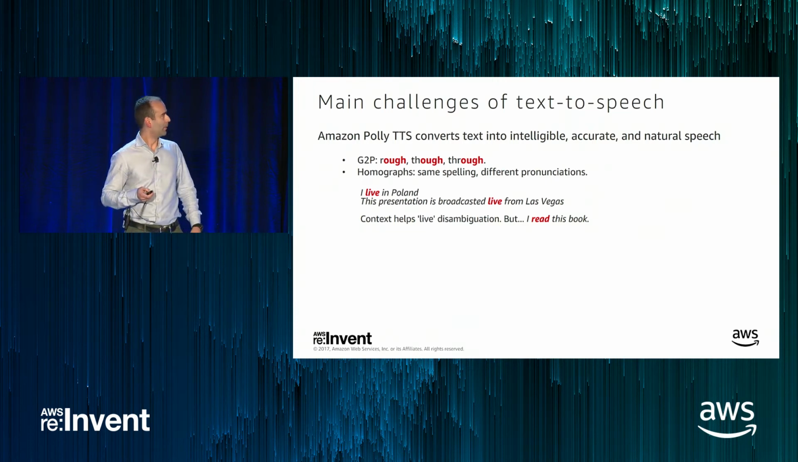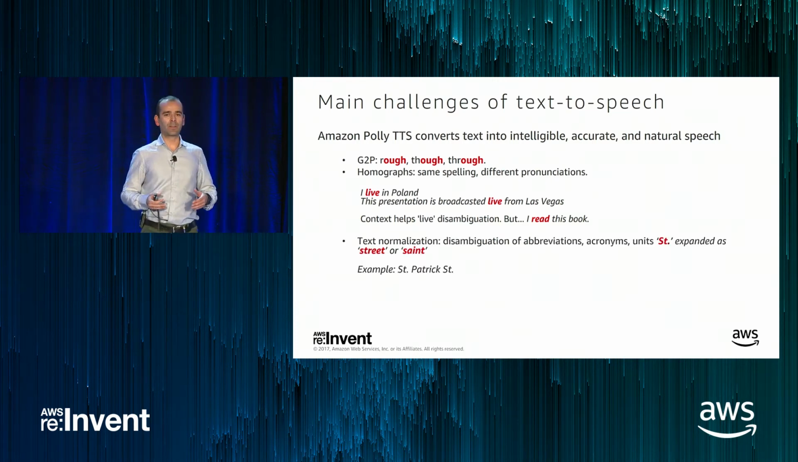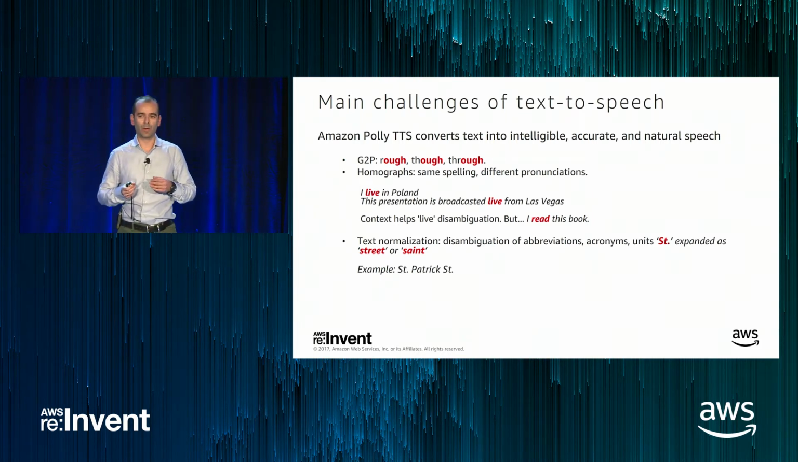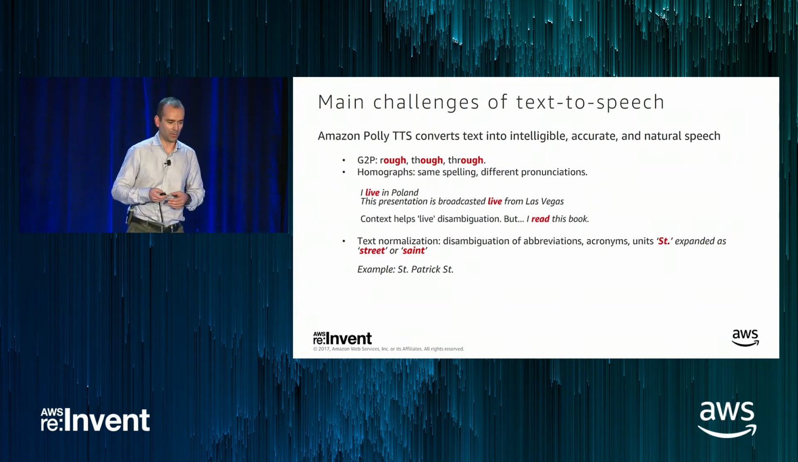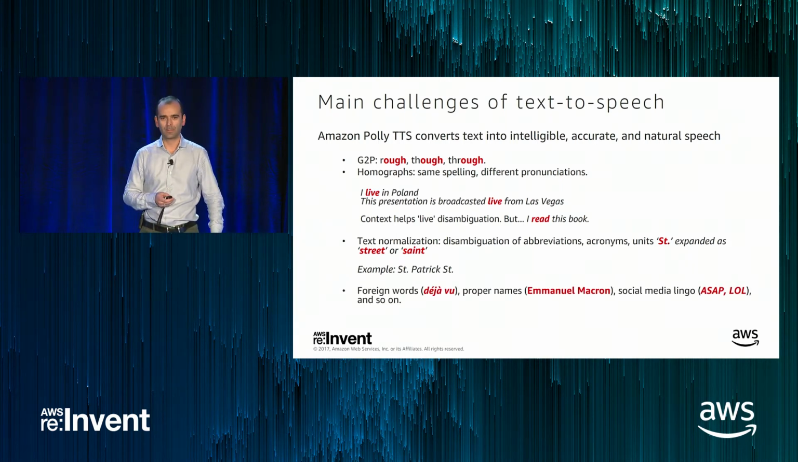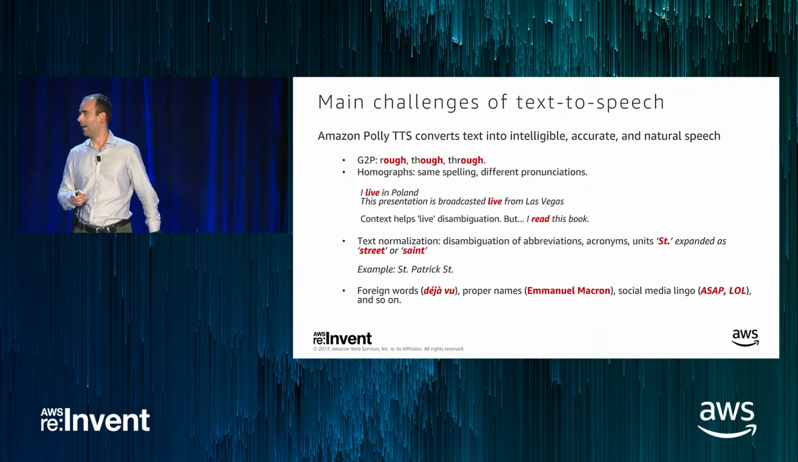Fortunately, we have SSML to sometimes help the system. This complexity can also appear at the text normalization level, where you have homographic abbreviations like St., which can be expanded both as street and saint, and many other challenges depending on the language.